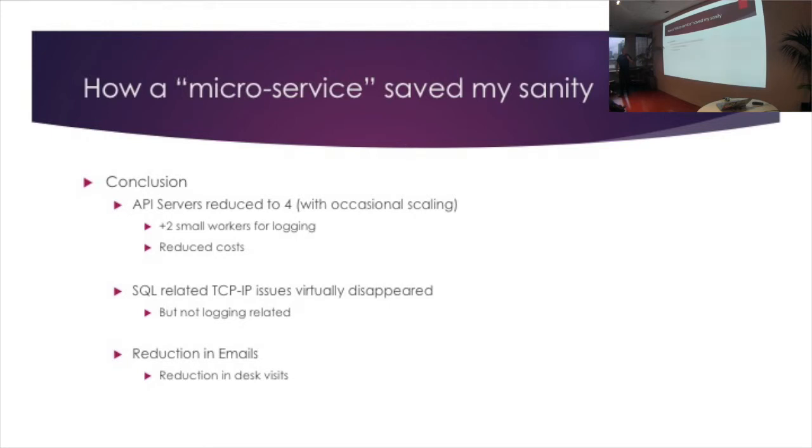So, conclusion: we got our servers down to 4 again, which was nice, and I think we'll probably reduce that further, plus 2 small layers, and reduce costs. I mean, 32 servers down to 4 is a lot nicer, especially when you're in the cloud and paying those costs. We still have the odd SQL related issues, but they're not logging related. We've got retries around all that sort of thing now, but at least now we can actually see the wood for the trees, or the trees for the wood, whatever we call it.